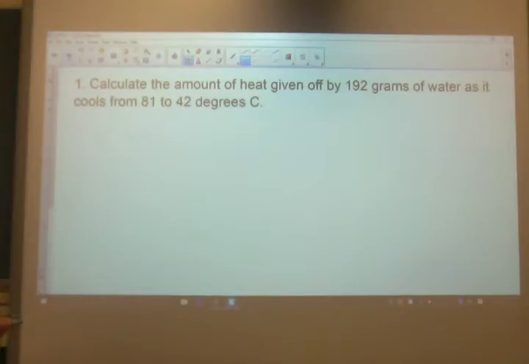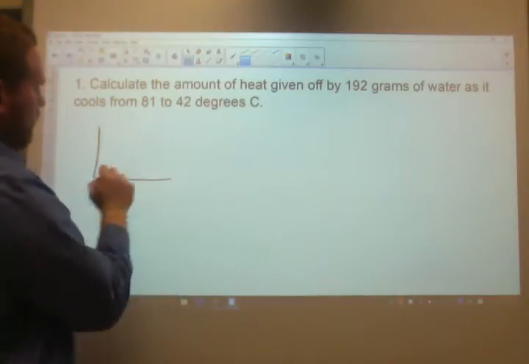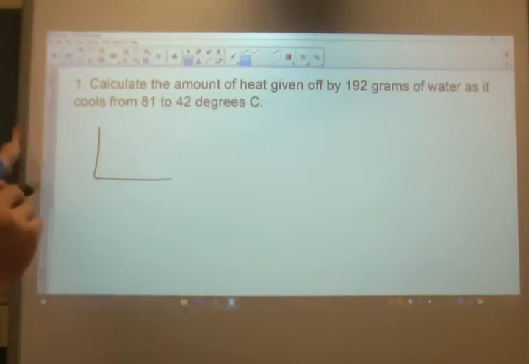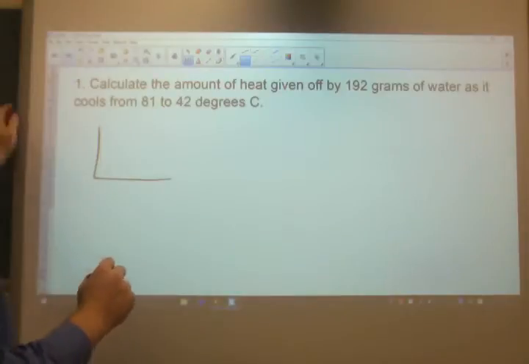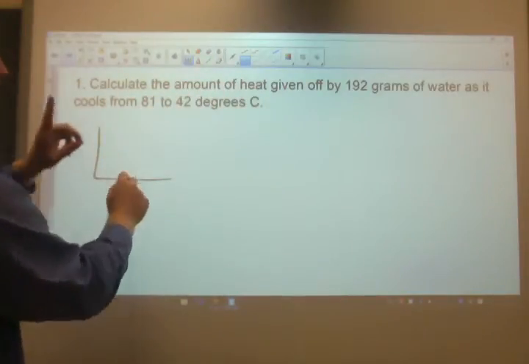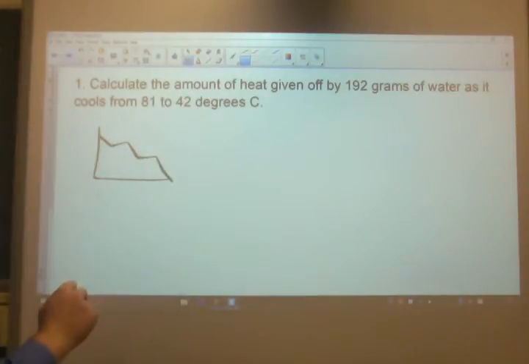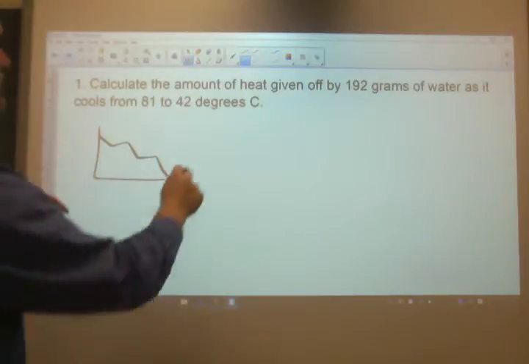Number 1, calculate the amount of heat given off by 192 grams of water as it cools from 81 to 42 degrees Celsius. So when the water cools down, it has to give off heat. We're going to find how much. Well, first let's identify what segment we're working on, and that'll tell us which formula we need to use. So I have water from 81 to 42. Now we're cooling. So let's draw our cooling curve like that. Not very accurate. Let me do that again.